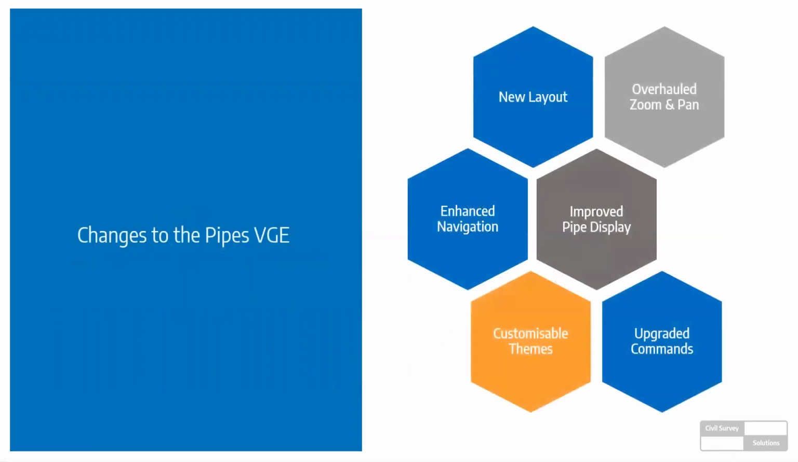Well, to summarize it in one word, everything. There's a new layout for the whole thing. We've overhauled the zoom and pan. We've enhanced some of the navigation, improved some of the display of pipes and crossing objects, a whole new swathe of tools for customizing the interface, and upgraded some of the commands. So let's get into it.